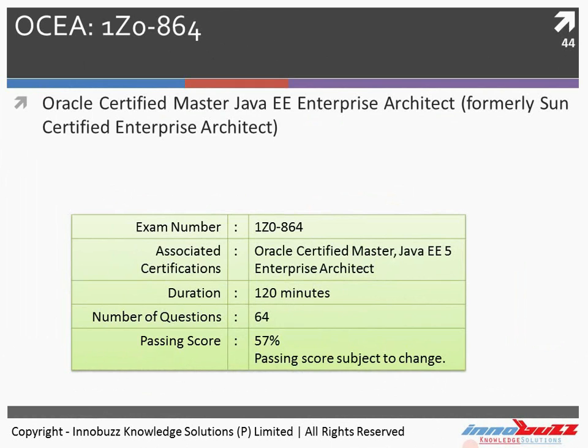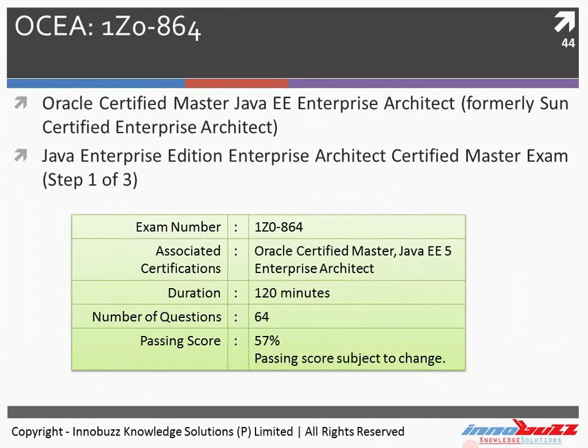So here, Oracle Certified Master Java Enterprise Edition Architect, this is the first step and the pattern of your exam, which includes the code number as 864, giving Oracle Certified Master for Enterprise Architect with duration 120 minutes. Number of questions will be 64. Passing score will be 57%. Can change.